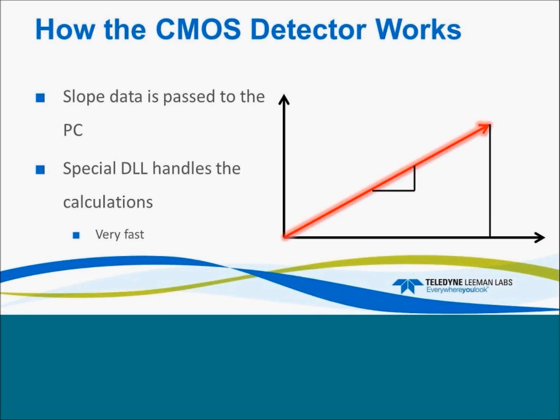The slope data, what we call the slope data, gets passed to the DC. And then there is a very special DLL written for us by Teledyne Scientific and Imaging that can handle all this data that's coming down over the USB. It's a very, very fast DLL, capable of incredible things.